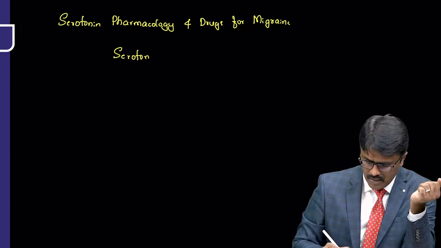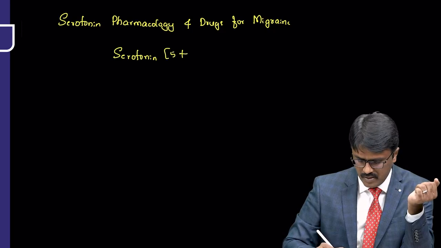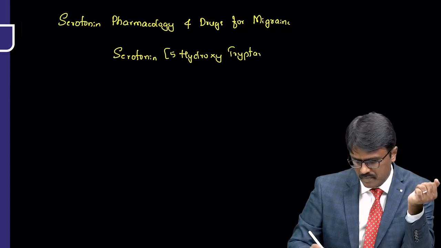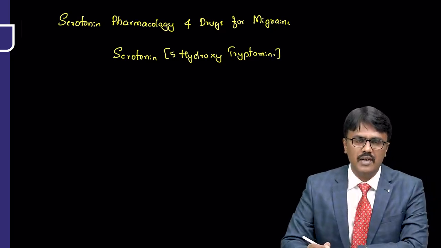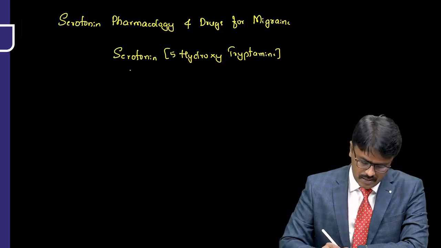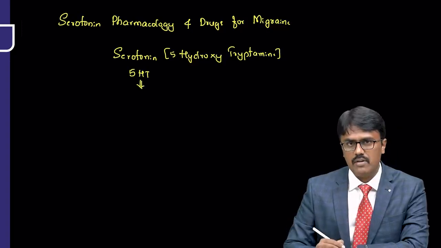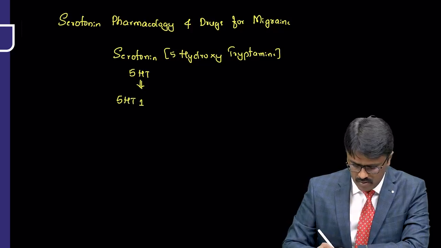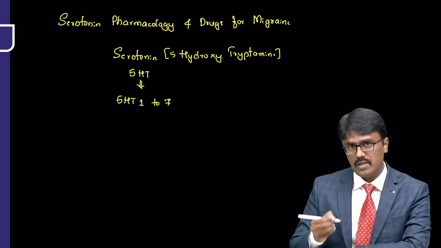Serotonin. So what is the other name for serotonin? It is also called by the name 5-hydroxytryptamine. So I can write it as 5-HT. Now this serotonin should act on the receptor. There are 5-HT 1 to 7 subtypes of receptor. How many? 1 to 7.